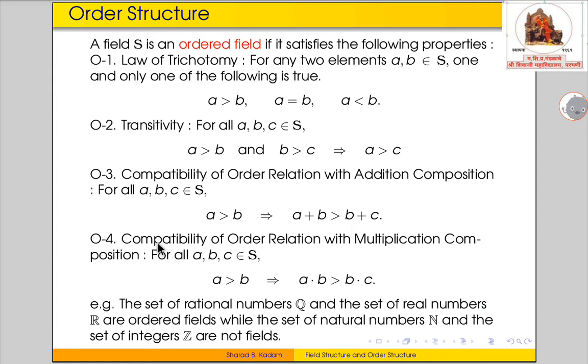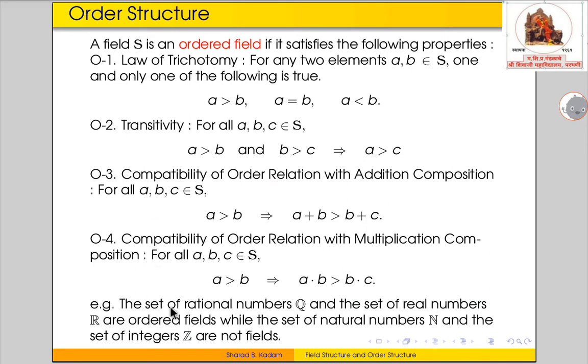Next, the fourth property is compatibility of order relation with multiplication composition, and it states that for all a, b, c in the set S, if a is greater than b, then this implies a into c is greater than b into c. Here instead of b we must have c. So this is all about order structure.